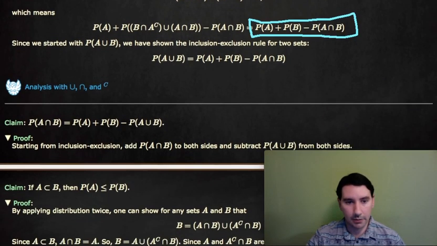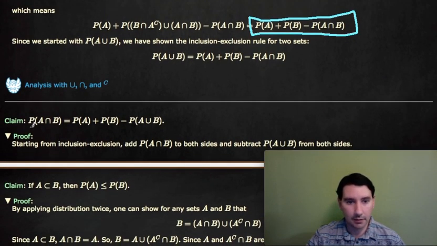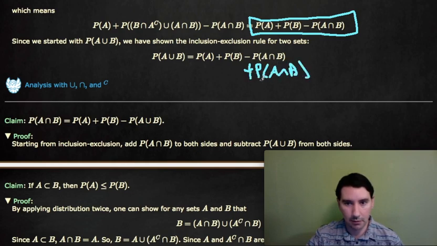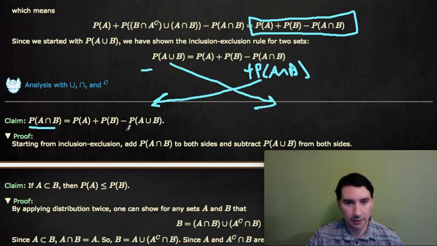And another corollary we get from that is the probability of A intersect B is equal to the probability of A plus the probability of B minus the probability of A union B. And that's just by adding this over to both sides and then subtracting this one over. So we get this being positive and this being negative.